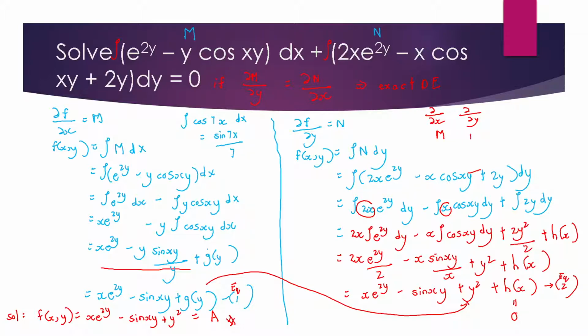Or you can put it like this: del x, del y. M you put here, N you put here, and then you do the determinant of a matrix. It will be del N del x minus del M del y. I mean, like you do the determinant, and the determinant must be 0. That's why del M del y equals del N del x. This one you learn in multivariable calculus. This is what we call curl. They are related actually.